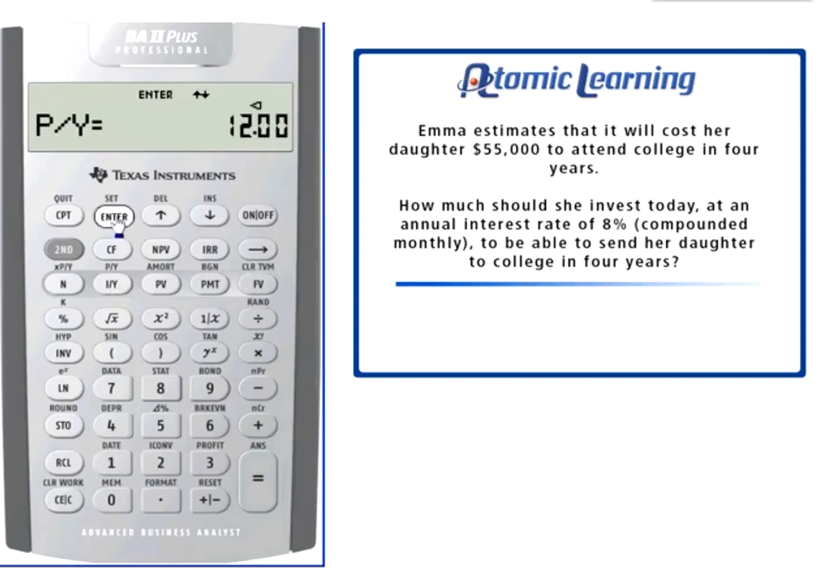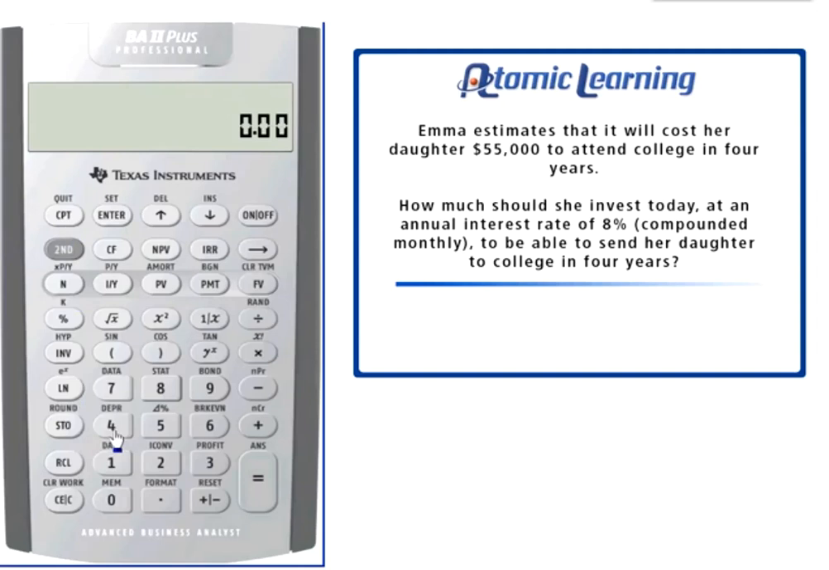Note the display now reads PY equals 12.00. Now I'll press second Quit to quit and return to the home screen. The only variable I'm missing here is the number of periods. I could do this particular calculation in my head, since I know that I've got 12 periods per year and I've got 4 years. So I know I can just multiply 4 times 12 to get n.